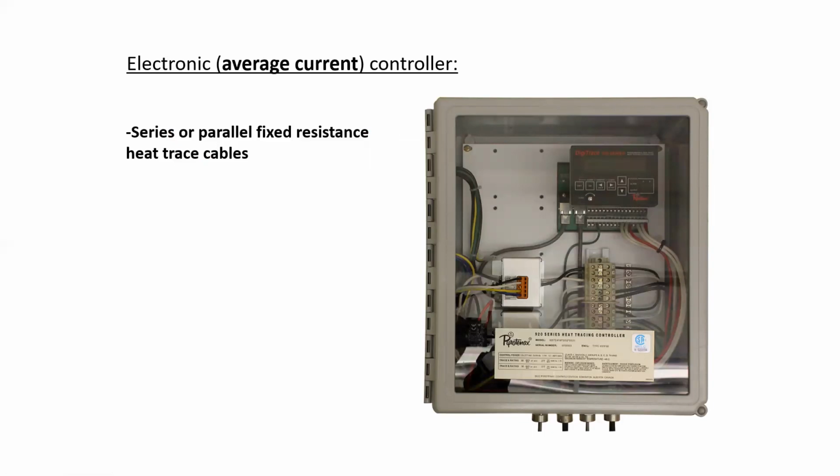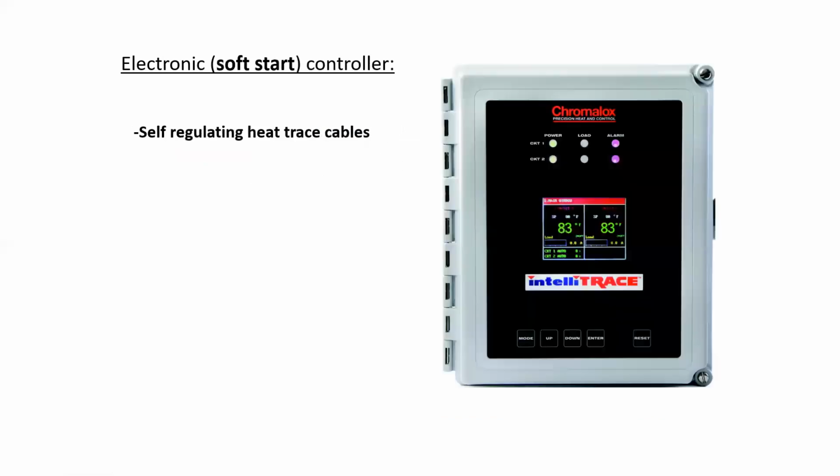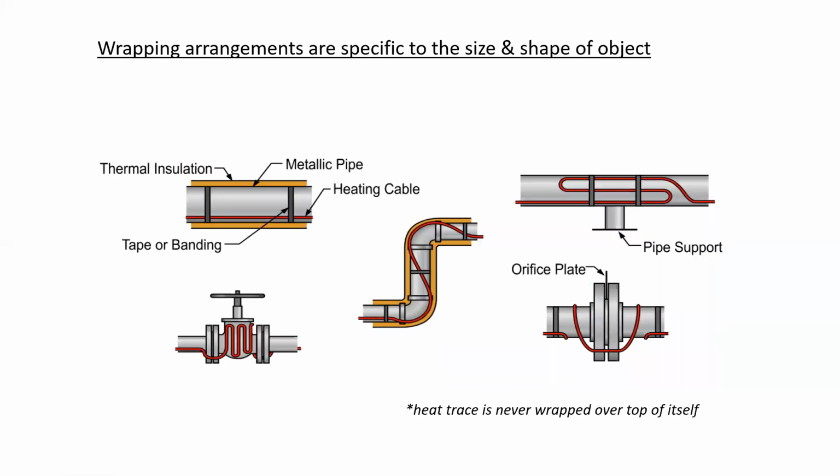This is an example of an electronic heat trace controller. And another type. Wrapping arrangements are very specific, and although it states down there that heat trace is never wrapped over top of itself, what it should say is that heat trace is applied to different objects based on the manufacturer's recommendations.